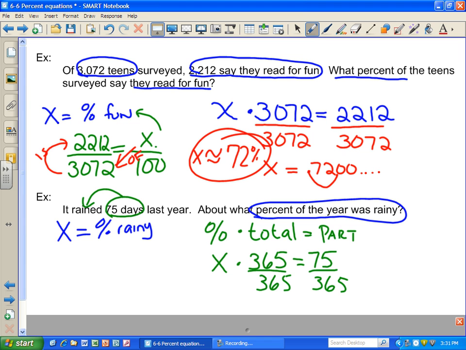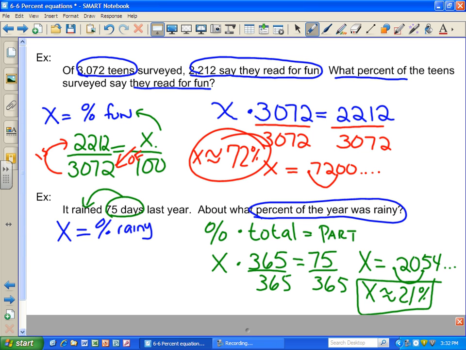And remember that we're solving for a percent, so we want to make sure that we move the decimal at the end. So again, this is a decimal that does not come out as a whole number. So it comes out, move the decimal twice, round it to the nearest whole number, so x is about 21%. So it rained 21% of the year, so it rained 75 days out of 365.